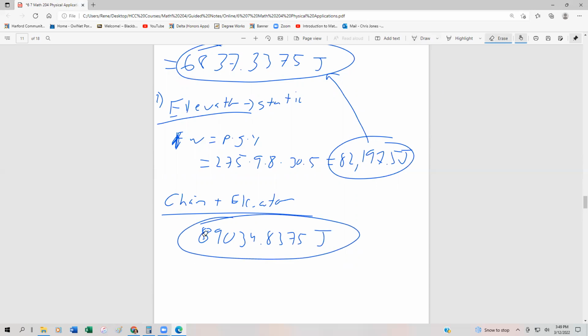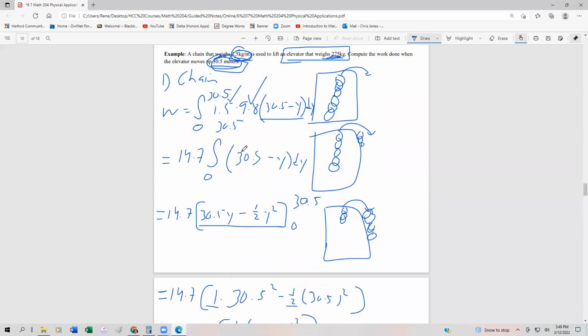Sometimes whenever we have static forces, we have to go back and use our old work formula. But if it's a dynamic thing, in other words, we're losing something, or the chain is going up the shaft and we're shortening the length of the chain, then we're going to use this formula.